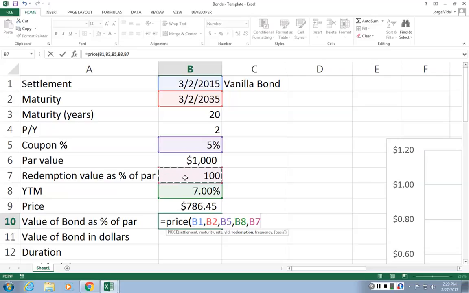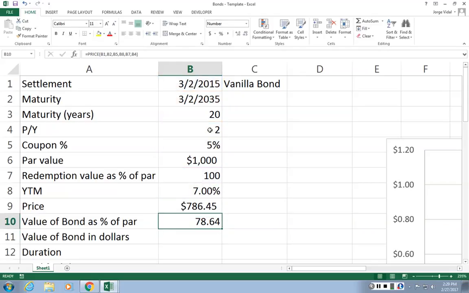That means that when you bring this back to the company, they're going to pay you 100% of that number. Okay. Comma. And frequency is how often is the coupon payment. So you click on that PY, which in this case is semi-annual, so it will be 2. And the basis is 360 or 365, so we can ignore that one. So close the parentheses. The price function gives you that number, 78.64.